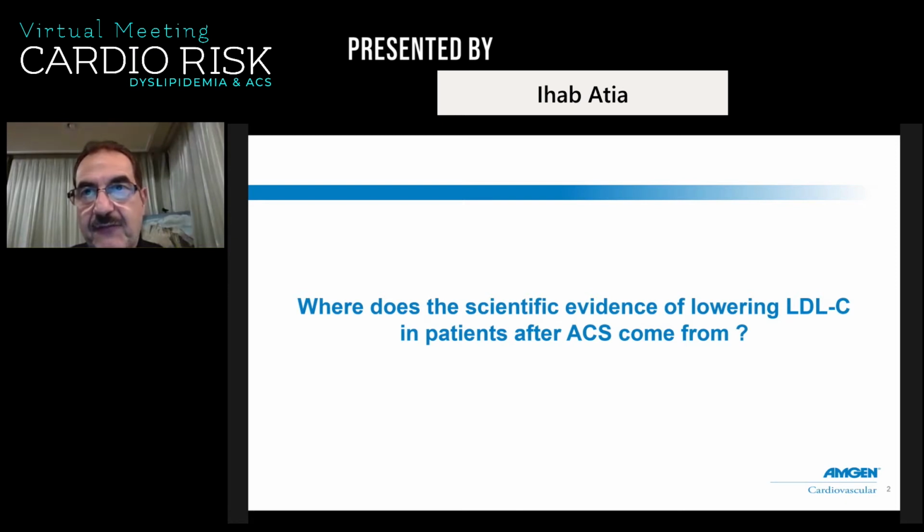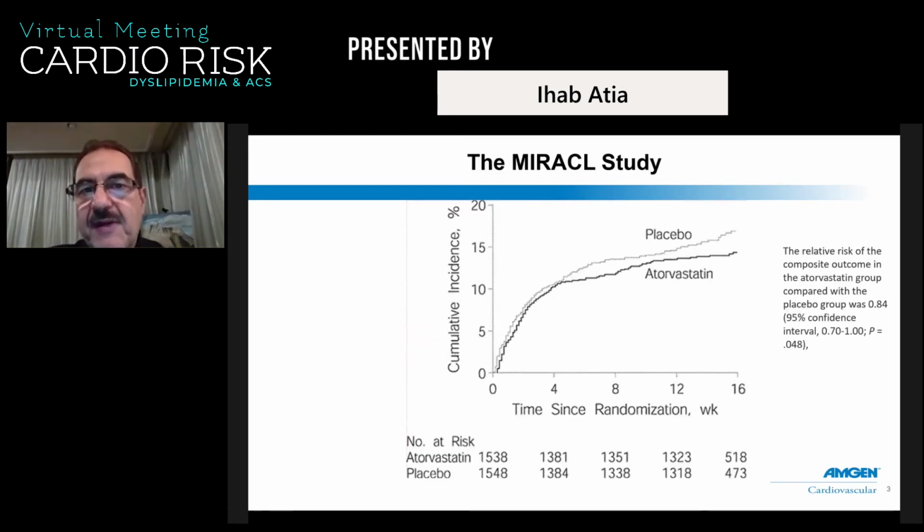So let's look very quickly at these 5 trials. The first, you all remember the MIRACL study comparing high-intensity statin like atorvastatin 80 with placebo. And this was one of the first trials to show that there is a value there, with the impressive relative risk reduction that occurred in this trial at the time.